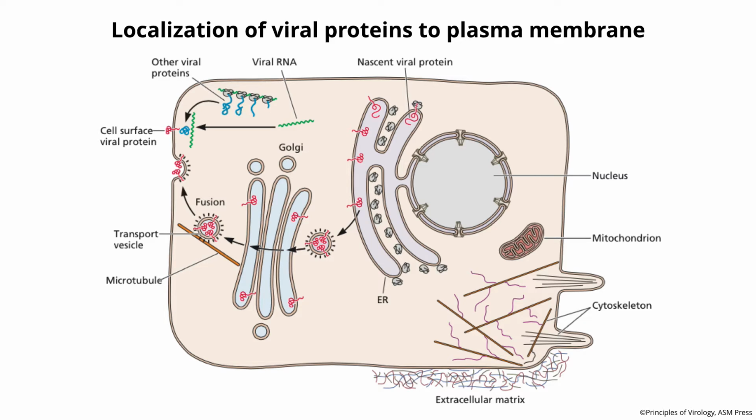These vesicles are not simply diffusing. And then the vesicle fuses at the plasma membrane, and now we have viral glycoproteins embedded in the plasma membrane. And we'll see the purpose of that in a bit.